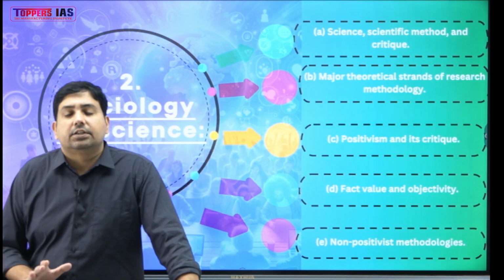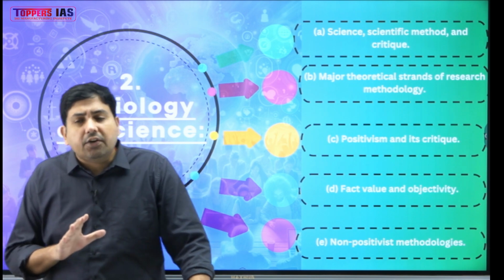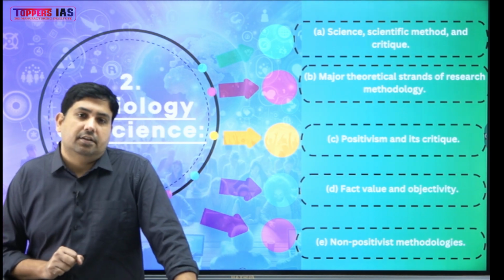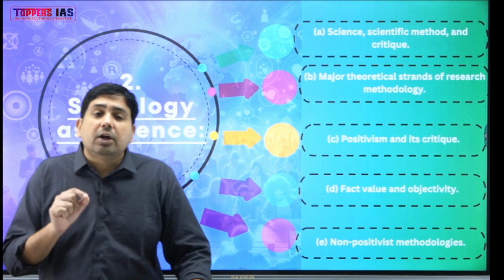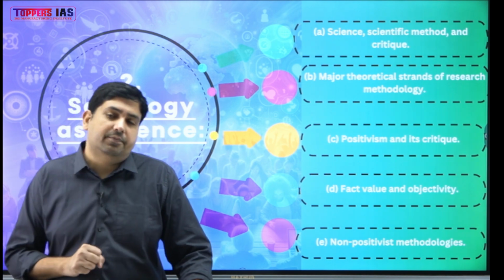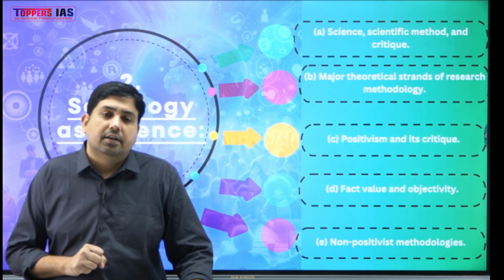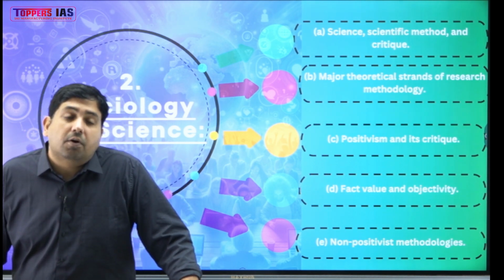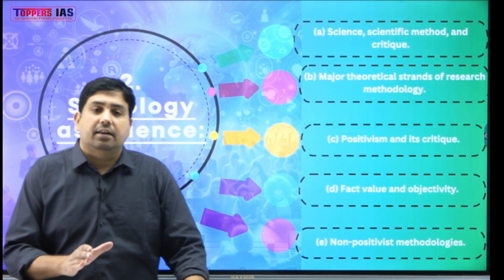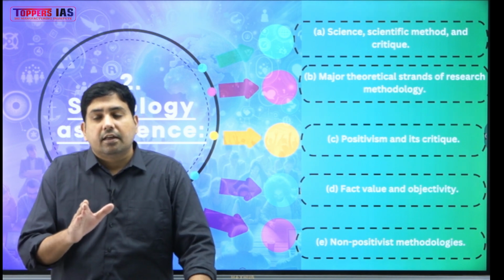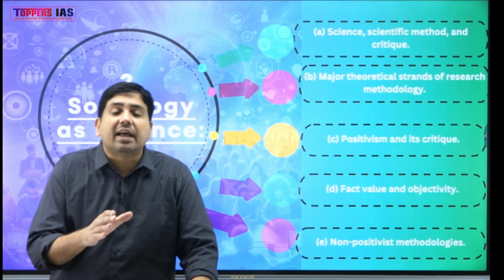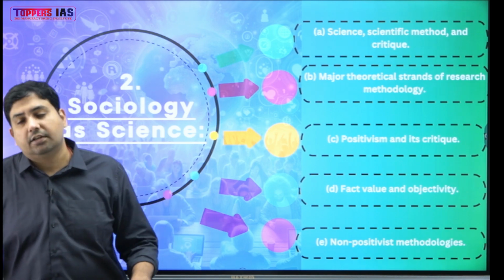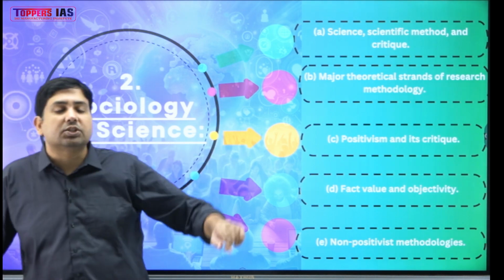Now under sociology as science, the first topic mentioned is science, scientific method and its critique. In this, we try to understand what science is, what method we call the scientific method, and what its characteristics are. Also we try to analyze whether application of the scientific method is possible in sociology or not.